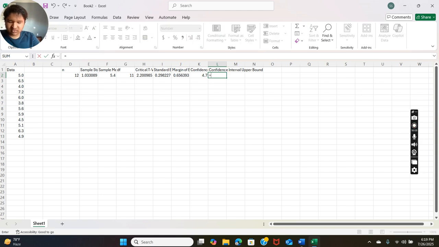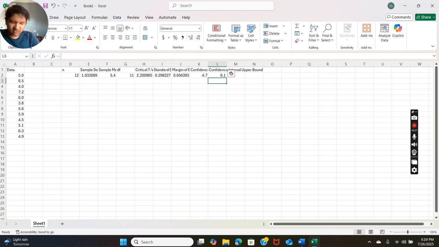So this will be equals F2, which is where our sample mean is. Plus J2, where our margin of error is. Enter. Okay, so now we have the answer.